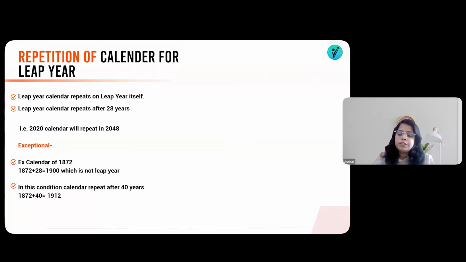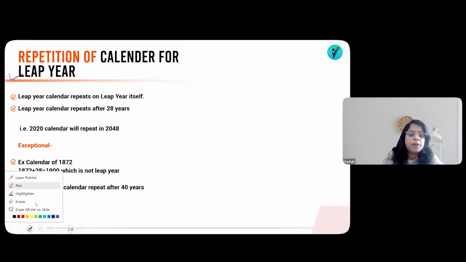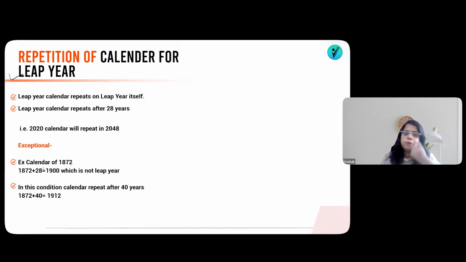So ordinary year repeats on the ordinary year, leap year repeats on the leap year. So now we have to understand this concept: repetition of the calendar for the leap year. Now exactly what happens for the leap year? For the leap year, the calendar repeats on a leap year itself and it repeats after 28 years. Like in 2020, as we know, 29th Feb 2020 was a Saturday.